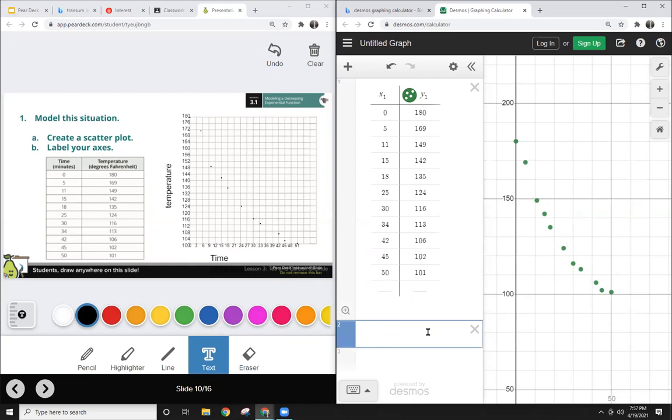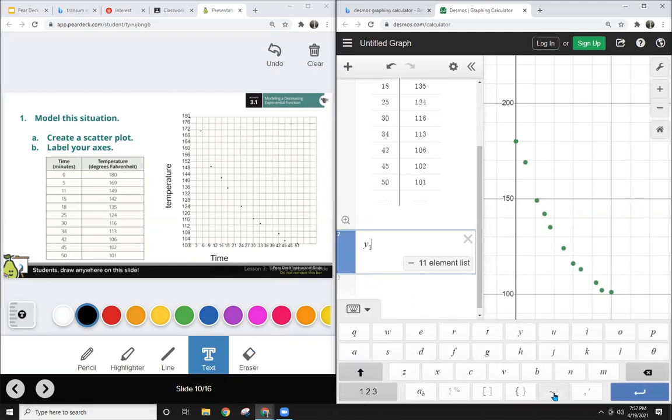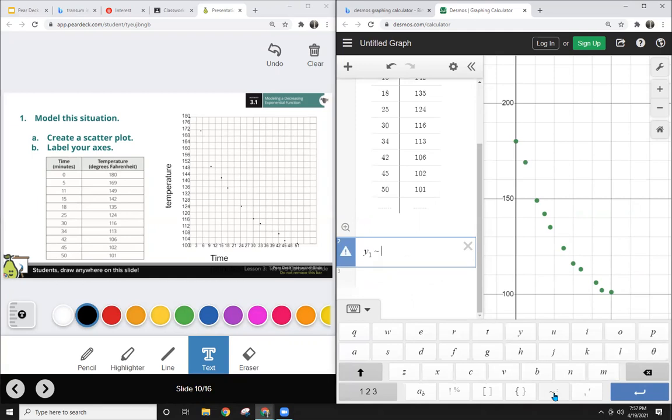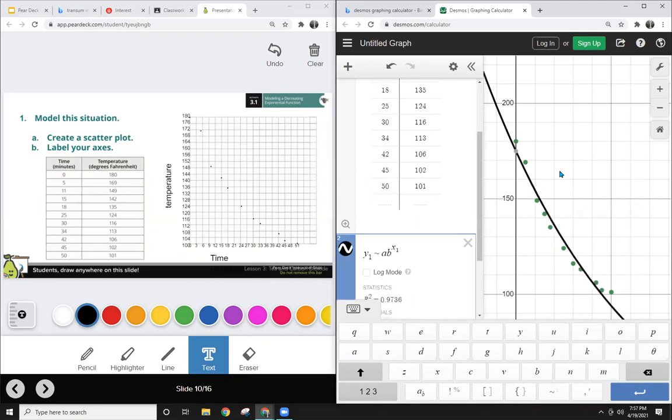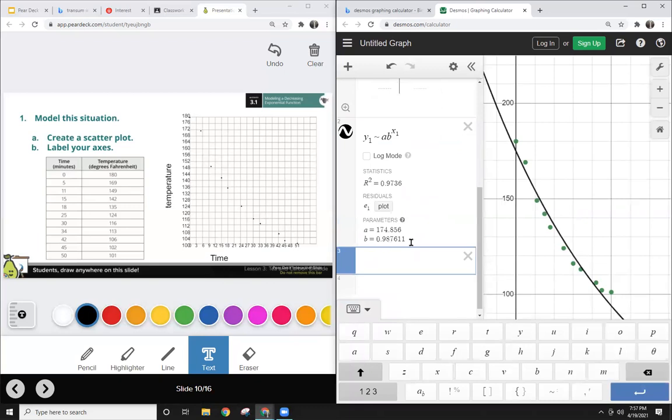Okay. And click on the second line. And we're going to do Y sub 1. We want to do this similar. So go to ABC. Let me move this to the top. ABC, this quickly line right here. And we got A times B to the X power. X1. So here is the line that best fits our model. Okay. So there's the equation.